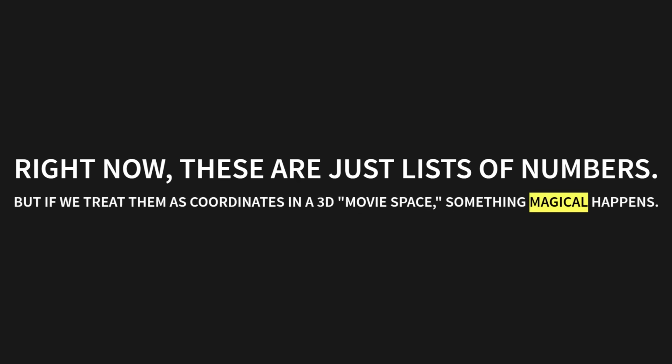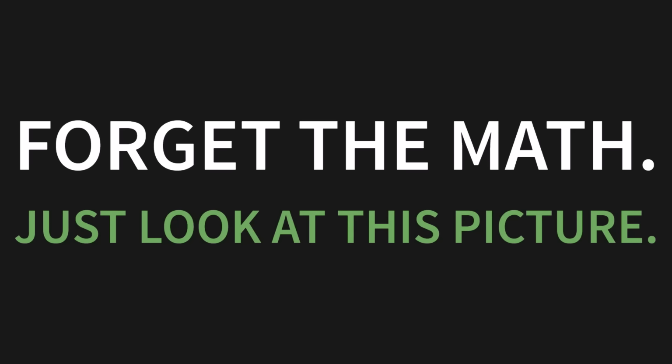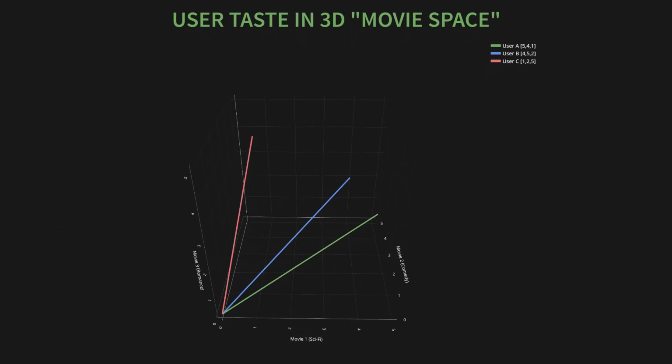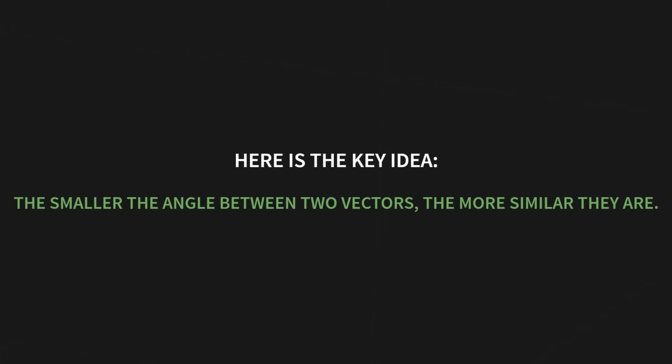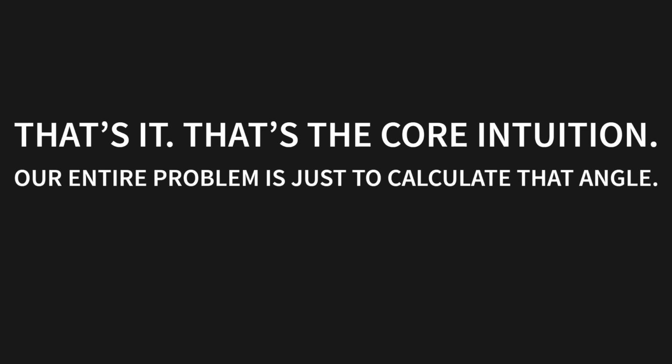Right now, these are just lists of numbers. But if we treat them as coordinates in a 3D movie space, something magical happens. Forget the math for a second. Seriously, just look at this picture. You can see the user taste in this 3D movie space. Here is the key idea. The smaller the angle between 2 vectors, the more similar they are. That's it. That's the core intuition. Our entire problem now is just to calculate that angle.